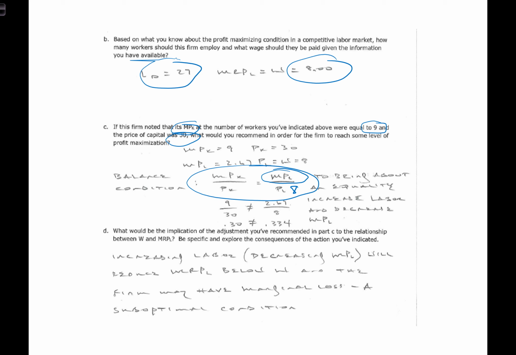Now what would be the implication of the adjustments you've recommended in C to the relationship between W and MRP of L? Well, if we reduce the marginal product of labor, we're going to reduce the marginal revenue product of labor, in which case the wage that we're being required to pay in this market, where we are a wage taker, the marginal revenue product is now going to be less than the wage, and that's going to give us some kind of a problem. We're going to be operating outside of profit maximization. So we have a little bit of a catch-22 here, a little bit of friction that we don't immediately see how to deal with. And that was question number 2.